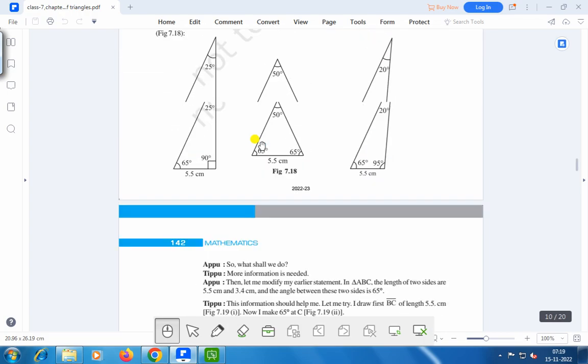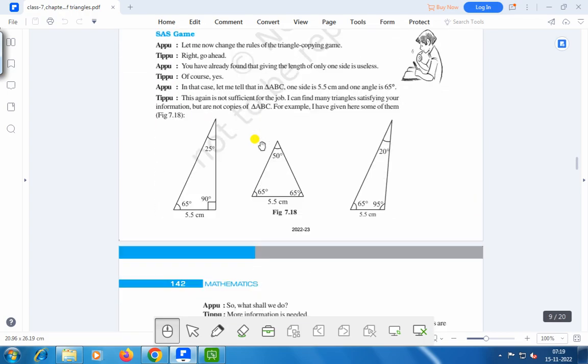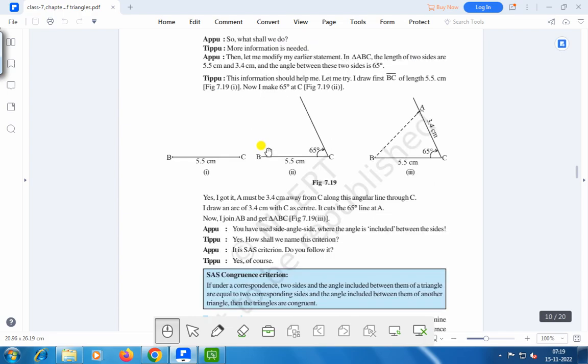What is that? The rule is side angle side. That means here one side is 5.5 centimeter, here also 5.5 centimeter, and CA is 3.4, and if this side is also 3.4, that is the side angle side rule, right? This is a side, this is one angle, and you have to remember that the angle should be the included angle, right? That is the side angle side congruence rule.